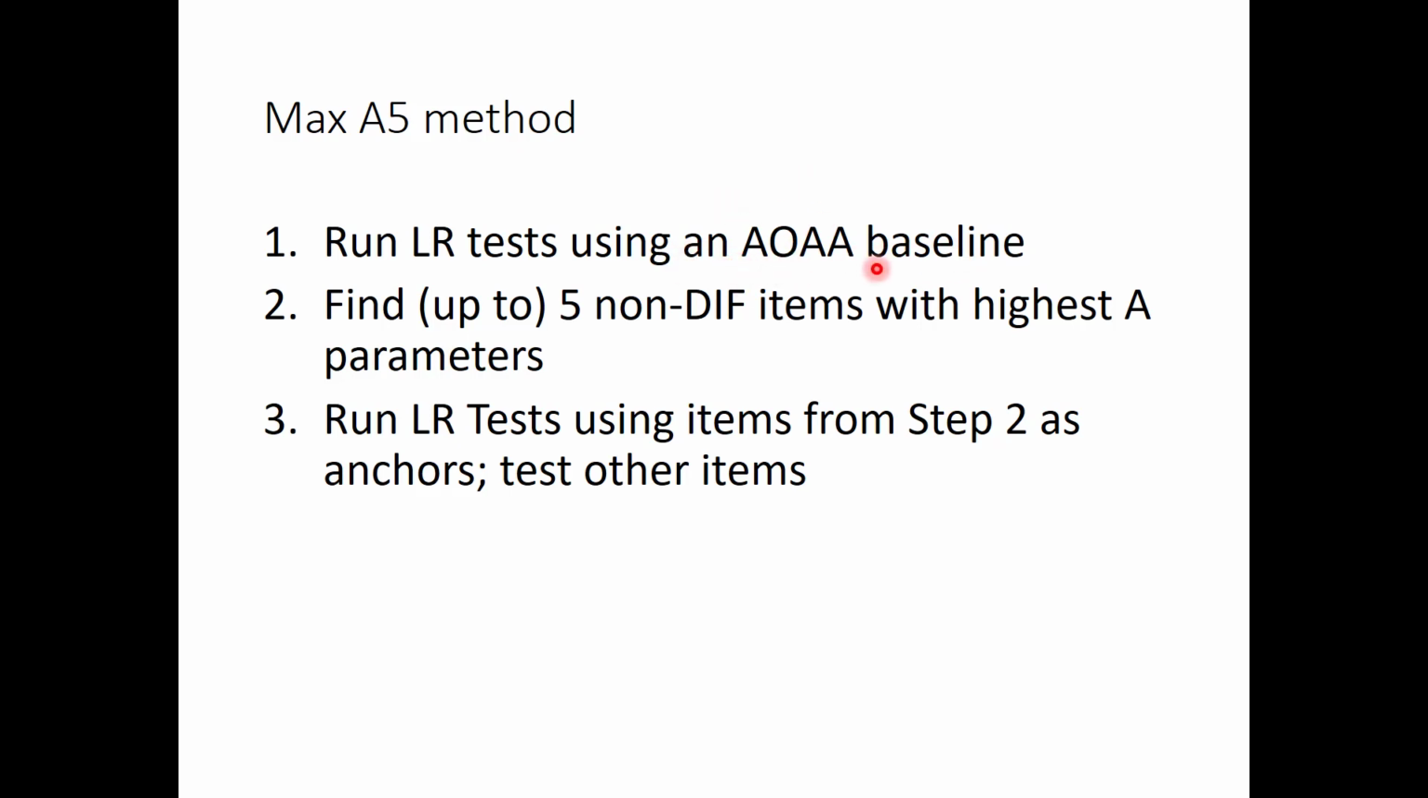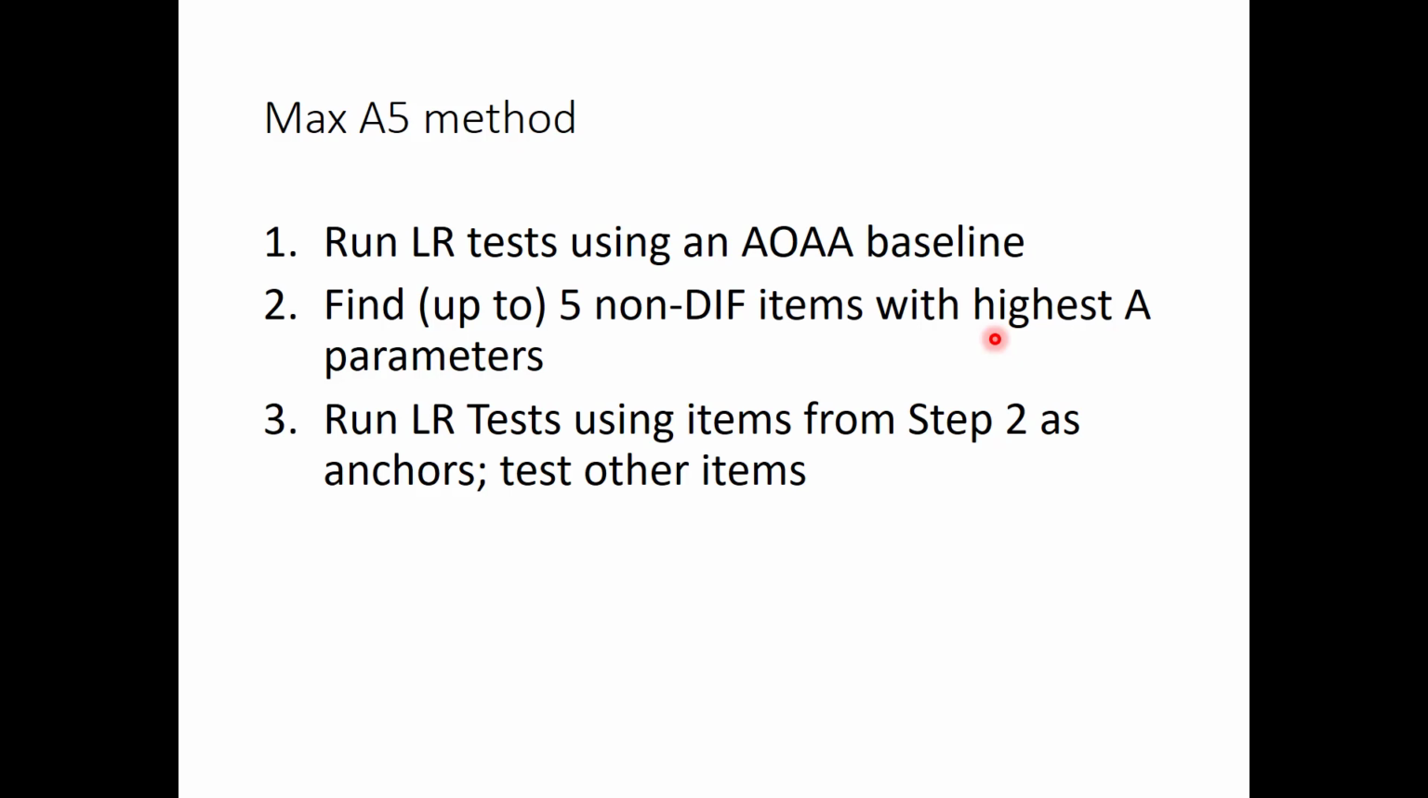And then what we're going to do is we're going to take up to 5 non-diff items that have the highest A parameters. And there's a couple of things to say about this. First off, A parameters, you'll remember, is really closely related to item information. And the idea is by choosing items with a really high A parameter, you get a lot of information from those items. So essentially, the items with the highest A parameters are the best items, right? They're the best items you've got. And if they don't have diff, those are going to be some optimal items to use as your anchors.